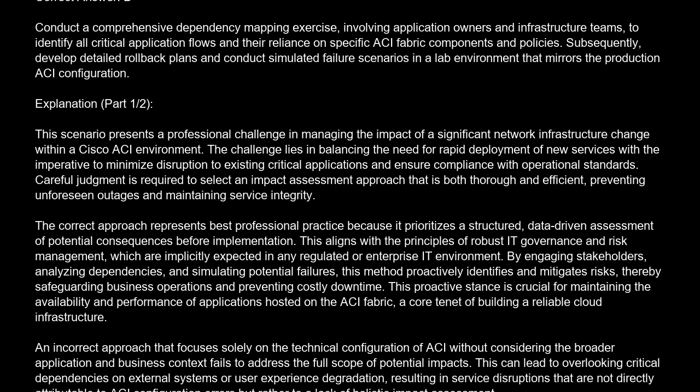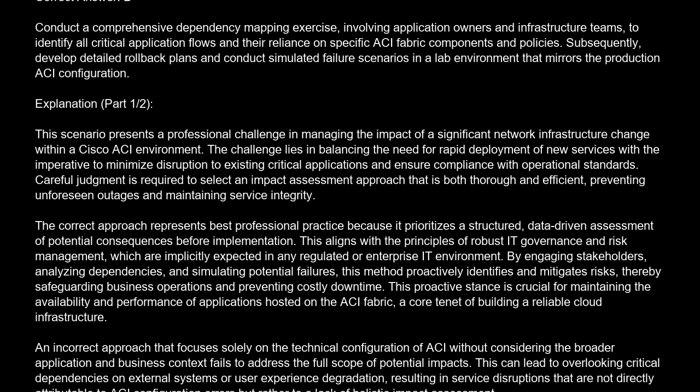Explanation. This scenario presents a professional challenge in managing the impact of a significant network infrastructure change within a Cisco ACI environment. The challenge lies in balancing the need for rapid deployment of new services with the imperative to minimize disruption to existing critical applications and ensure compliance with operational standards.